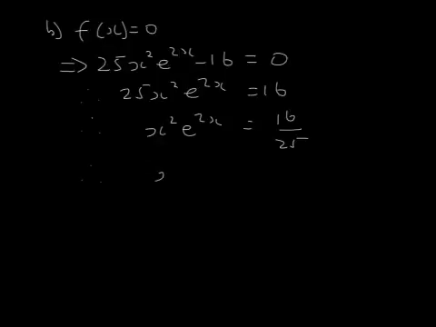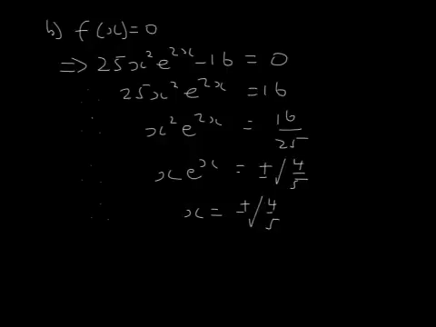Let's square root both sides. Square root of x squared is x, square root of e to the 2x is e to the x, plus or minus 4/5. They want it in the form plus or minus root 4/5. We've got e to the x on the left hand side, so that becomes e to the minus x on the right hand side, as required.